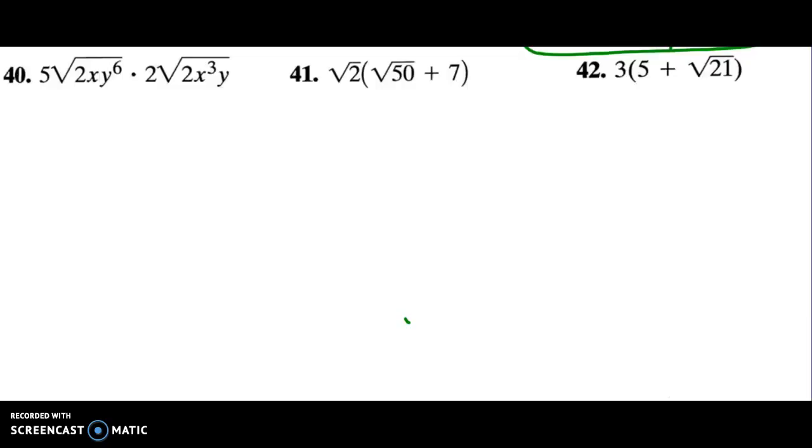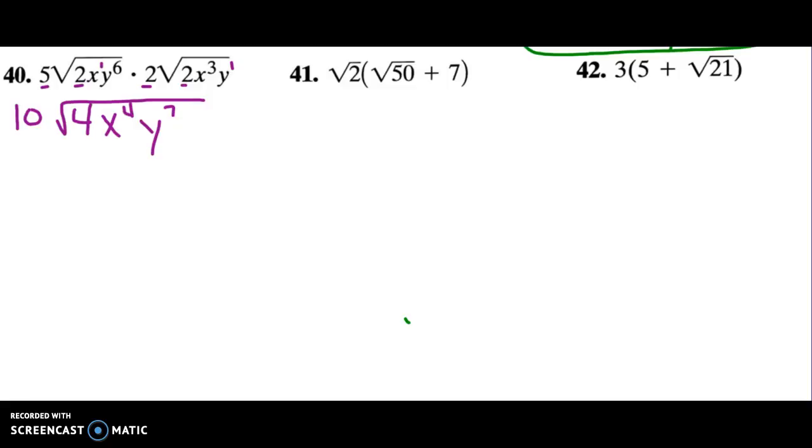All right, multiply everything on the outside. So we're going to multiply 5 times 2, we get 10. And then we're going to multiply everything on the inside together. So you've got a 2 and a 2, so that's a 4. You've got x to the 1st times x to the third, so that's x to the fourth. And then you've got y to the sixth times y to the first. So you add your exponents, you get y to the seventh.